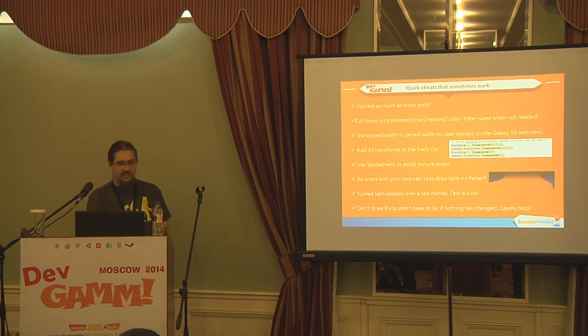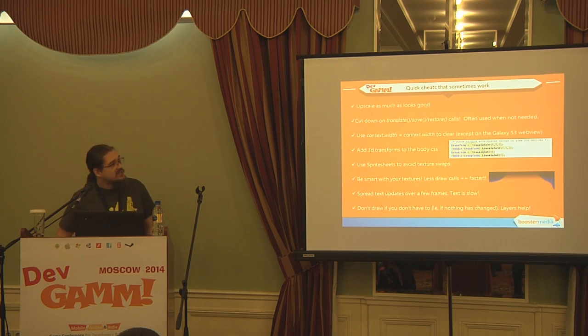There's a quick trick there to set the context width to context width. Or I think it should actually be canvas width to canvas width. But it's a quick trick to clear the canvas. But if you use it, you've got to be careful. You've got to exclude the Galaxy S3 from that. It's a bit of a weird one, but we found on the Galaxy S3 web view, it eventually crashes if you do that. So it's a known bug in the Galaxy S3 web view. But generally, we found on most devices that saves 1 or 2 FPS, which is quite handy, actually.